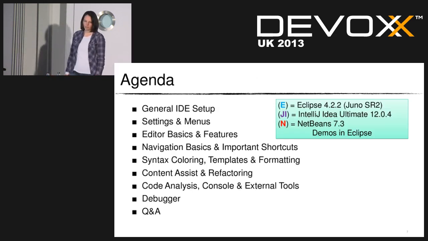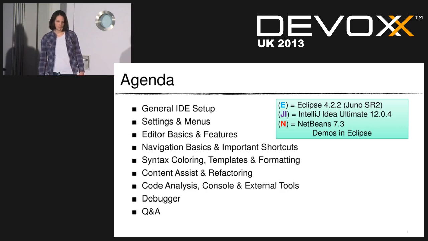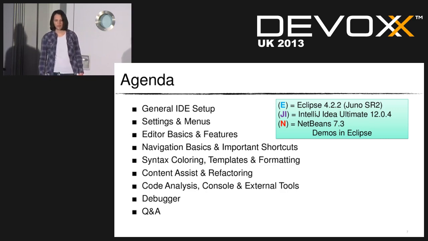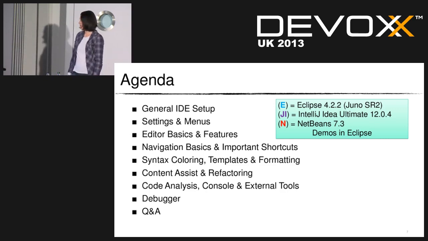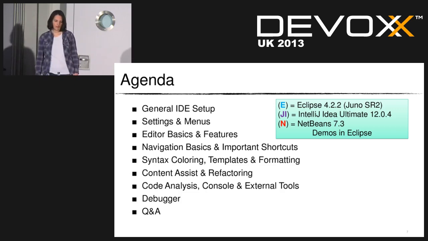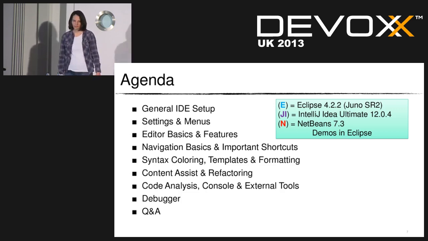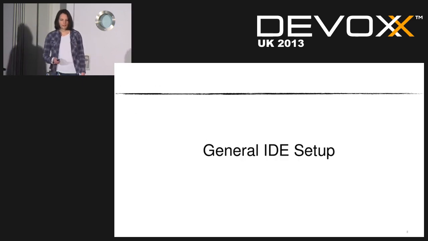So here's what we're going to talk about today. We'll start with some general IDE setup, and then we go into the main features of the IDE. I did use Eclipse Juno Service Release 2, and this is what I'm showing in the demos, and IntelliJ Idea Ultimate and NetBeans 7.3 for the screenshots from the other IDEs. If you're looking for the IntelliJ features, just have a look at the purple markers, and for NetBeans at the red markers. You will find them throughout the talk. And hopefully we will have some time for questions in the end, otherwise just come and find me in the hall.